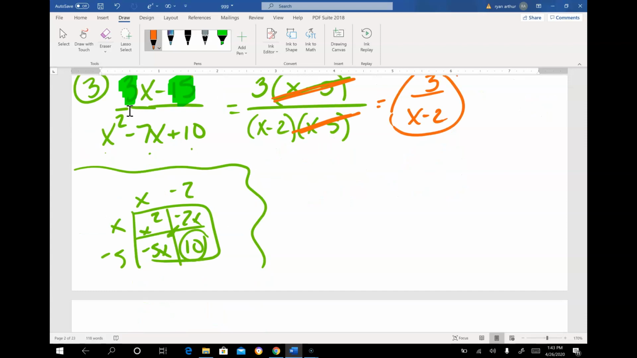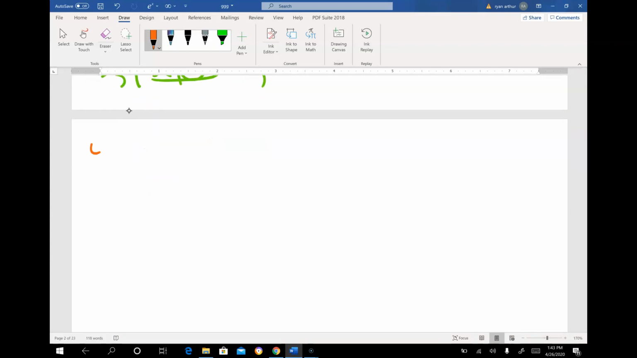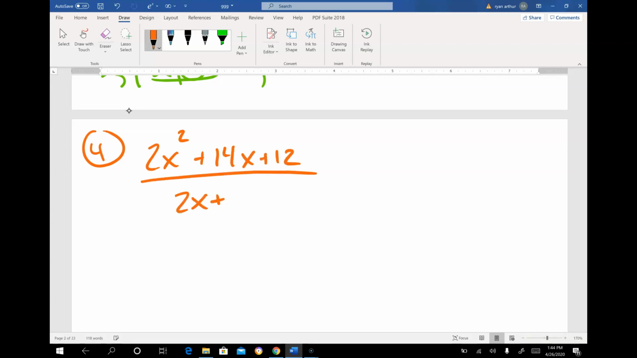Number 4. This is 2x squared plus 14x plus 12 divided by 2x plus 12. Now the top, is there a GCF? Yeah, there actually is. Each one of these terms can be divided by 2, so I can pull a 2 out. And I'm left with x squared plus 7x plus 6.